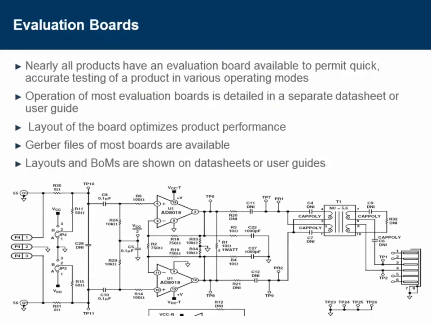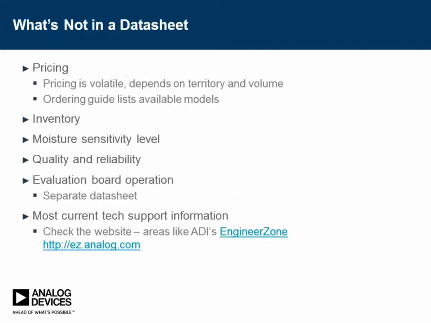We also have evaluation boards for essentially all of our products. For simple evaluation boards, like say for op amps, there will be a description of that on the data sheet itself. For more complex ones, there will be a separate user guide. And we have Gerber files, layouts, bill of materials on the user guides for all these evaluation boards. And we really recommend you get a hold of these boards. Makes your life a lot easier, and also make sure when you're evaluating the product that it's going to work the way we say it does.